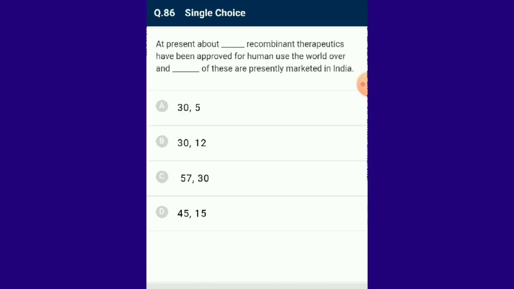Question number 86. At present about 30 recombinant therapeutics have been approved for human use the world over, and 12 of these are presently marketed in India. So the answer is option B.